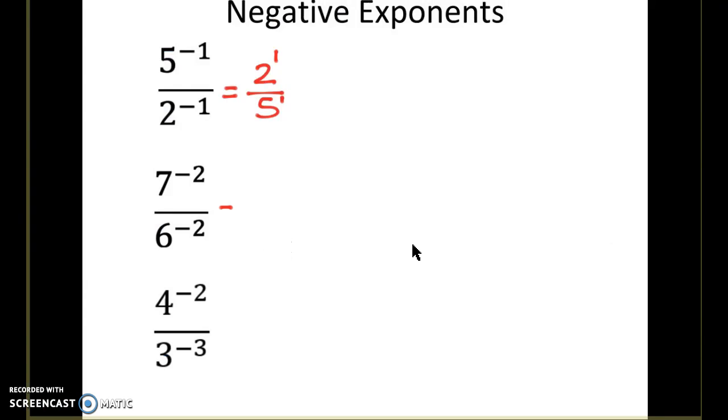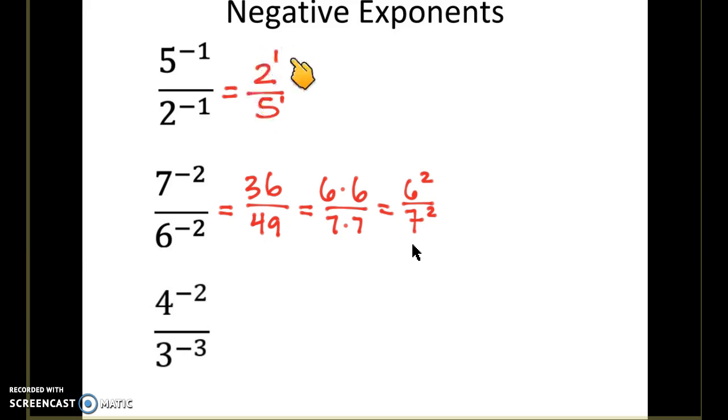So this is equal to 36 divided by 49, which is the same as 6 times 6 divided by 7 times 7, which is also the same as 6 to the second power over 7 to the second power. And again, I bet you probably realize what's happening now, but I'm going to explain after this one. So let's do the last example with just numbers, and then I'll explain it, and then we'll talk about the variables.